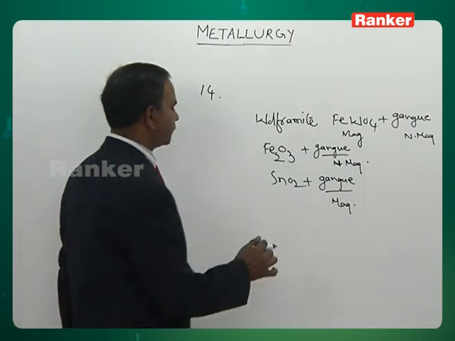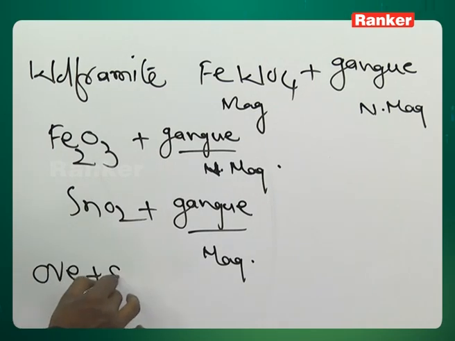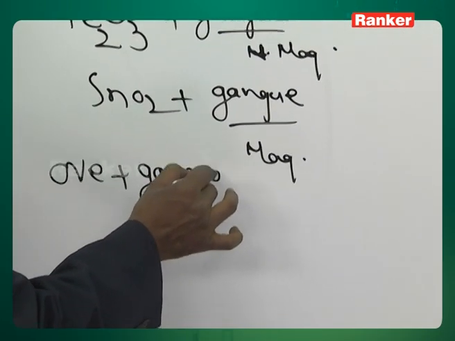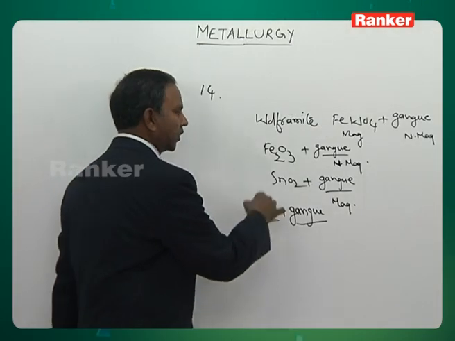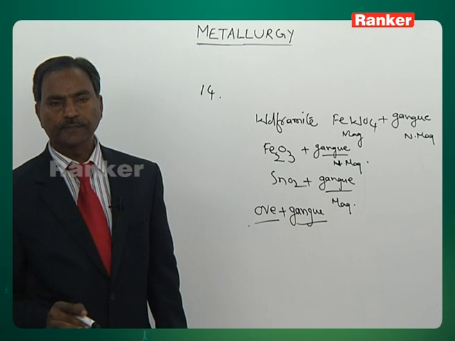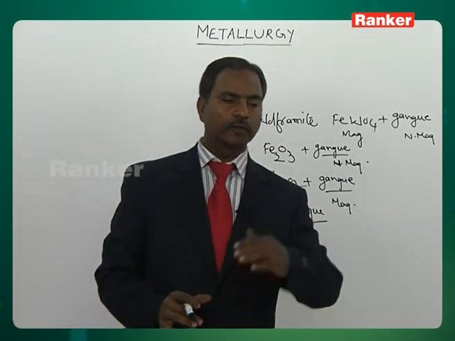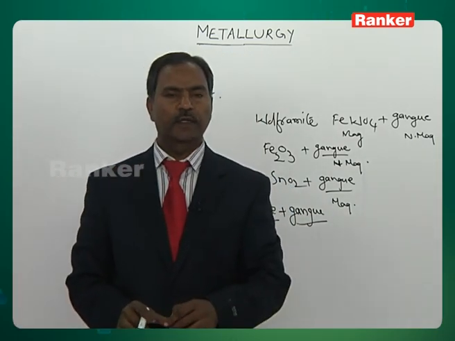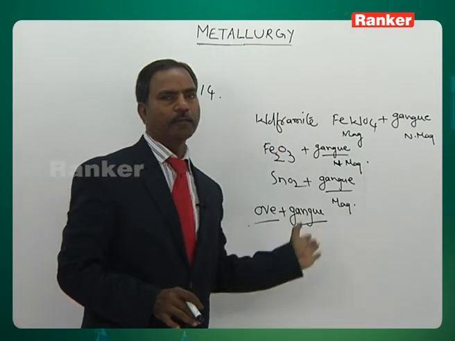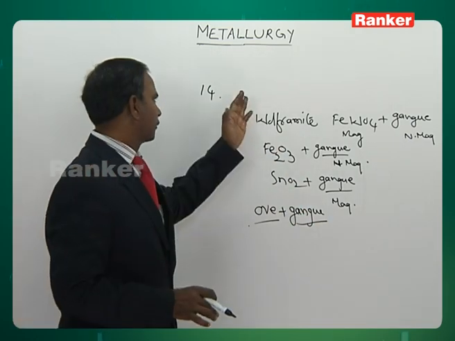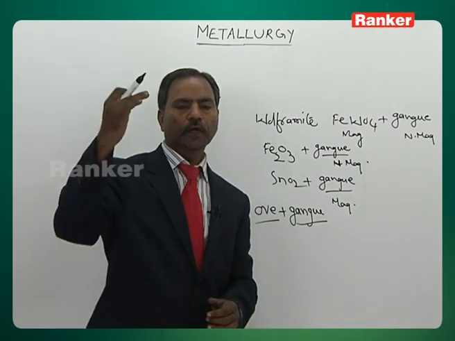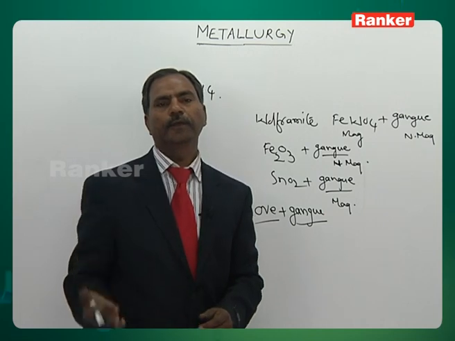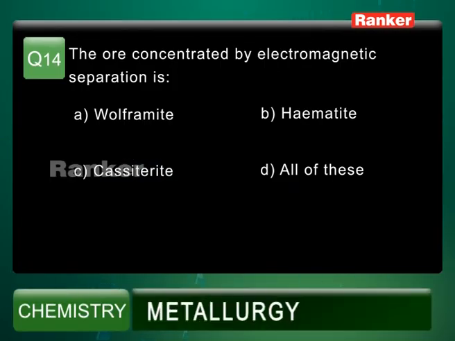Whenever there is ore plus gangue, gangue meaning impurity, where one is magnetic and the other is non-magnetic, in such a case we apply electromagnetic separation. So the magnetic substance is separated from the non-magnetic substance. Therefore, in all these cases, one is magnetic, the other is non-magnetic. So for question number 14, all are the answers. Wolframite, hematite and cassiterite all can be separated or concentrated by electromagnetic separation. Therefore, question number 14, answer is D.